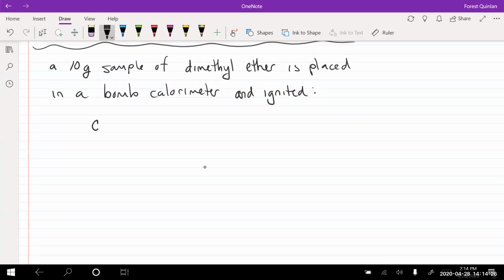It looks like C2H6O plus 3 oxygens goes to make 2 carbon dioxides and 3 waters. The heat released changed the temperature of 250 mils of water by 8.6 Celsius. What's the heat of formation of dimethyl ether?